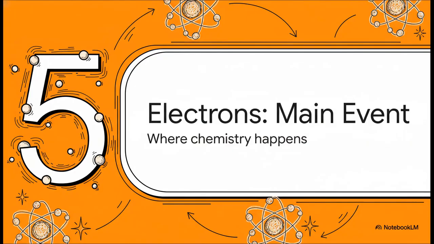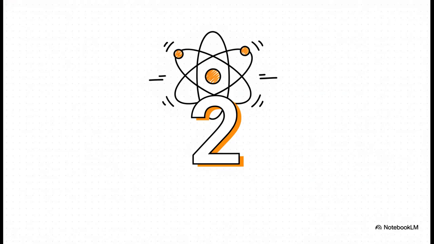So, we've spent a lot of time talking about the nucleus, right? The core of the atom. But now it's time for the main event. Because when you get right down to it, all of chemistry happens because of the electrons. They are the real rock stars of this whole show. So these electrons live in shells around the nucleus, and each shell can only hold a certain number. The first shell, the one closest to the center, is pretty small. It can only hold a maximum of 2 electrons.